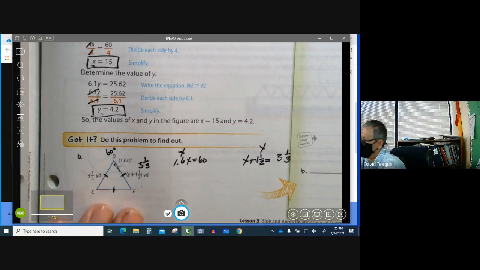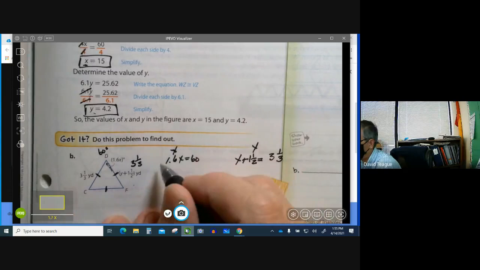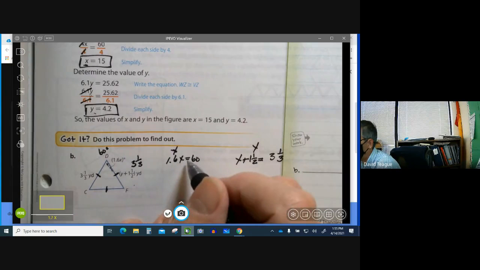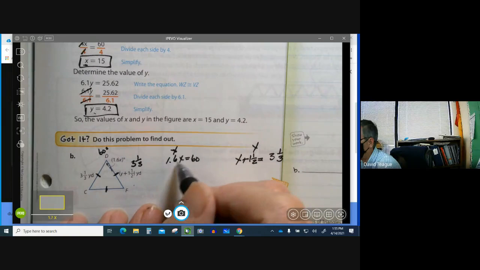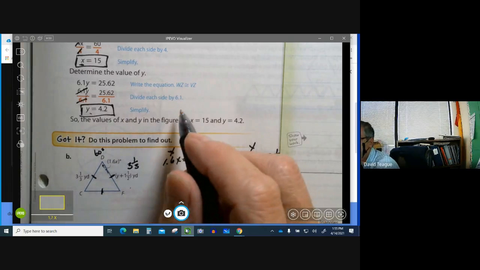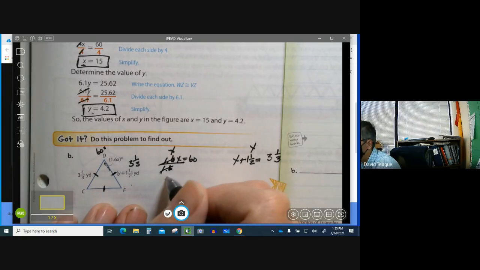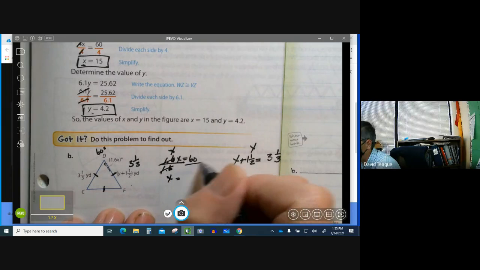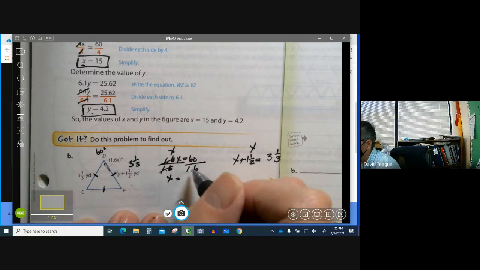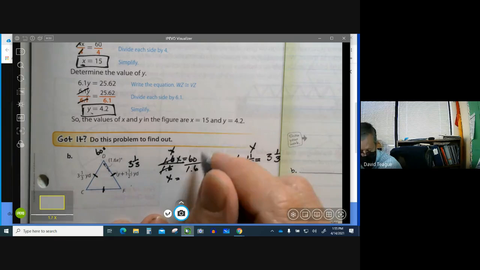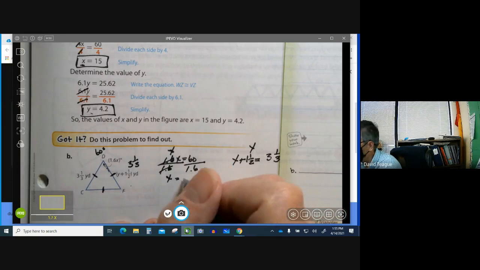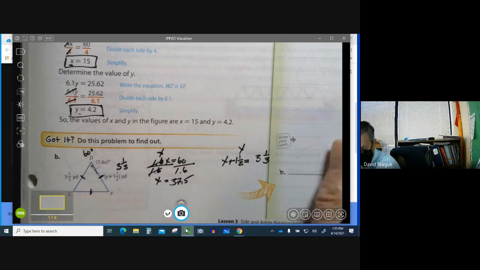Okay, so here we have x. This is our equation, 1.6x equals 60. We have multiplication going on there. The opposite of multiplication is division. So we're going to divide this by 1.6. This cancels out and leaves me with x. I have to do the same thing to the other side. So 60 divided by 1.6, and that comes to 37.5. That's what you should have gotten.